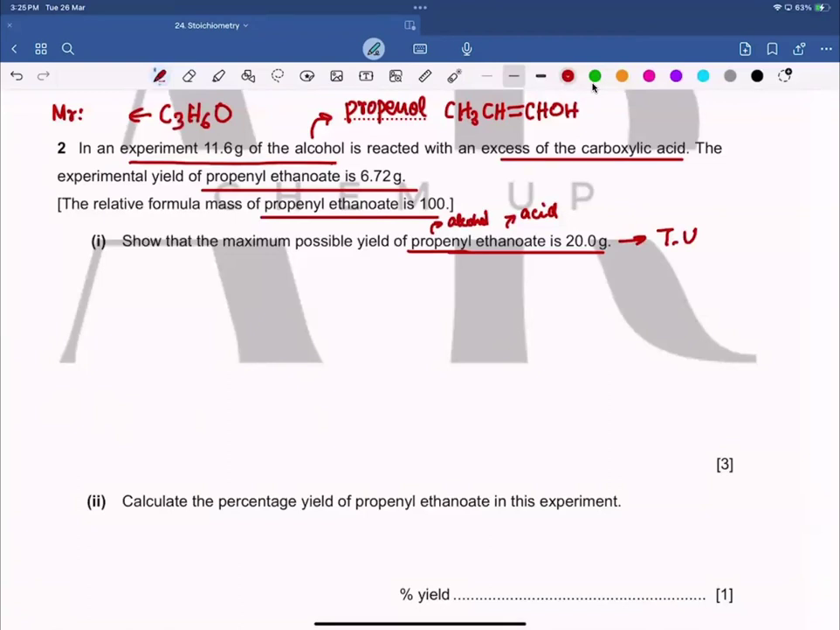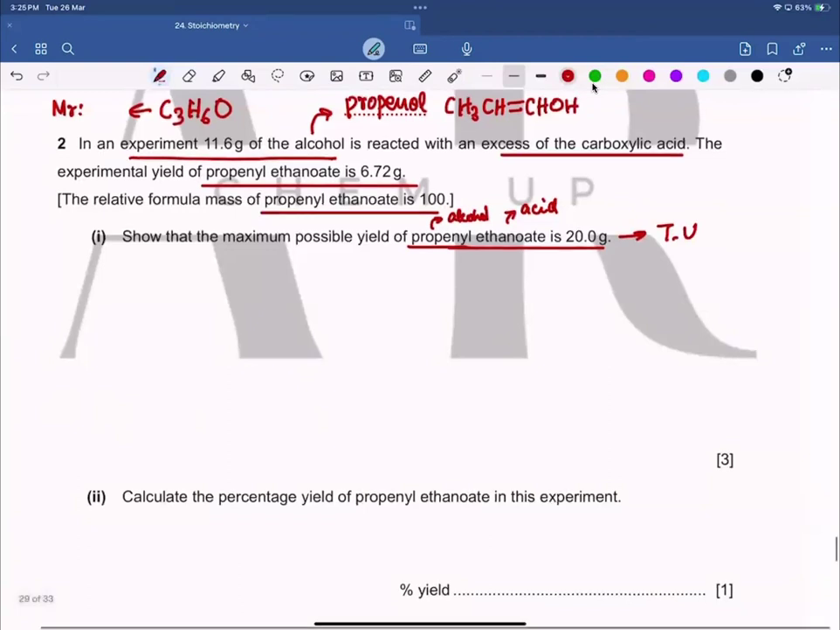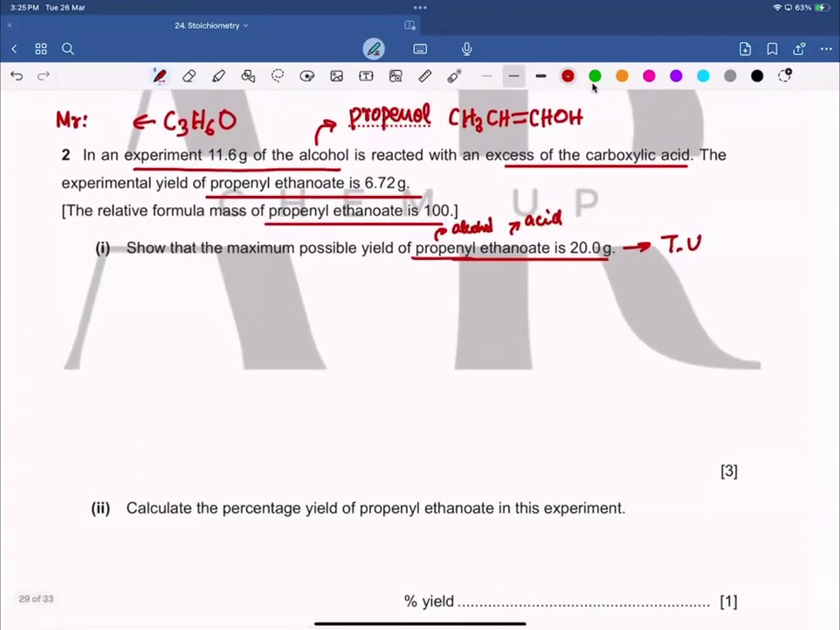Guess who is going to tell me its MR? Fifty-four. 3 carbons makes it 36. 36 and 16. 46, 50. Are you sure it's 54? Isn't it 58? Yes, sir, it's 58.